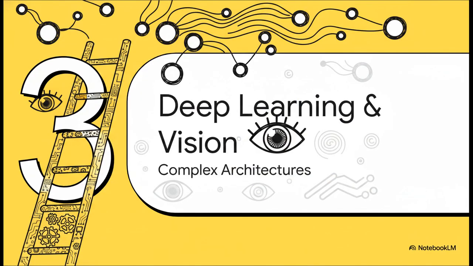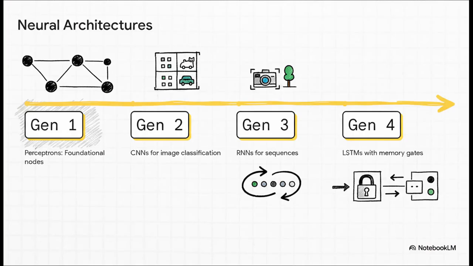Stepping up the ladder, Section 3, Deep Learning and Vision. Now, machine abilities didn't just happen overnight. They evolved in phases. Generation 1 gave us perceptrons, those foundational simple nodes. Then, Generation 2 introduced CNNs, which really unlocked the power of image classification. Generation 3 brought us RNNs, allowing machines to finally process sequences of data. But Generation 4? That was a massive breakthrough. LSTMs, or long short-term memory networks, introduced memory gates.